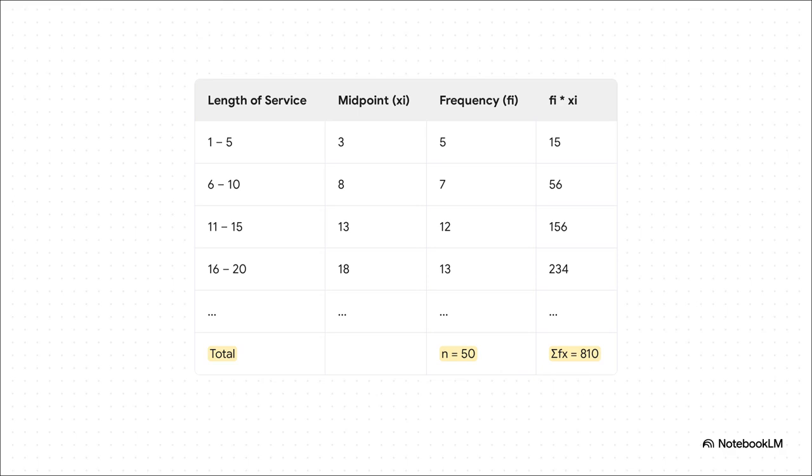Let's see it in action. For that first class, 1 to 5 years, we find the middle of it, which is 3. We then make a reasonable guess and just assume that all 5 of the employees in that group have a service length of 3 years. We multiply that midpoint, 3, by the frequency, 5, to get 15. We just do that for every single row, add up that final column, and then we divide that grand total by the total number of employees, which is 50.